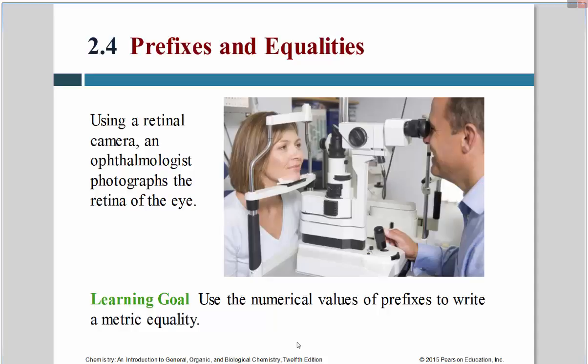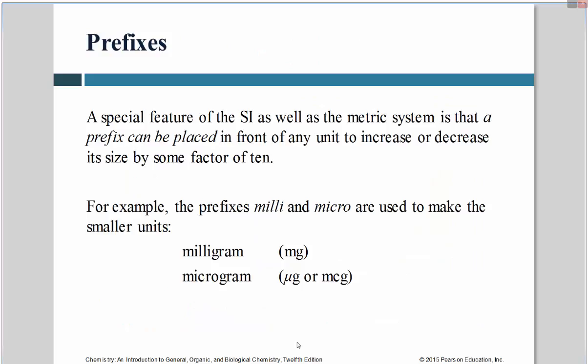In this tutorial, we will be discussing prefixes and equalities. So one good thing about the metric system and the SI system is the fact that everything is based off of 10. So that's why you can move the decimal place from one position to another and change what the number means in that manner. It just makes the calculations a lot easier, and that's where prefixes come in.